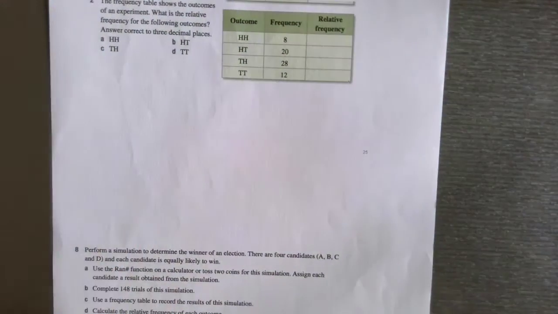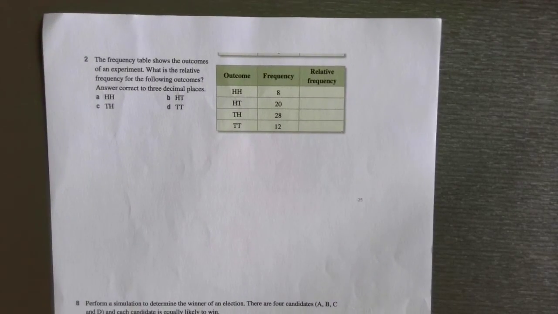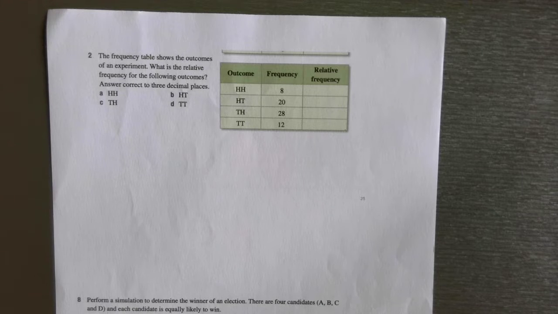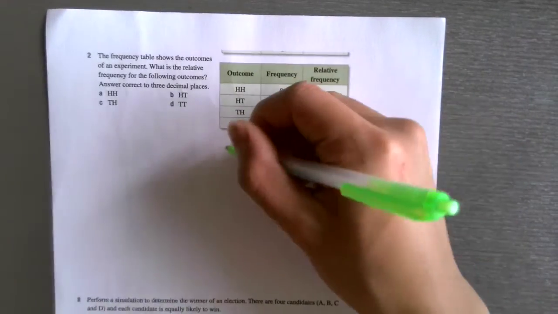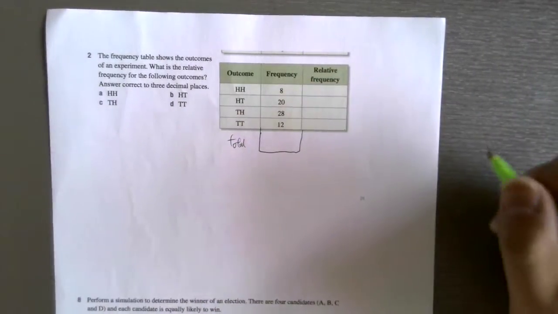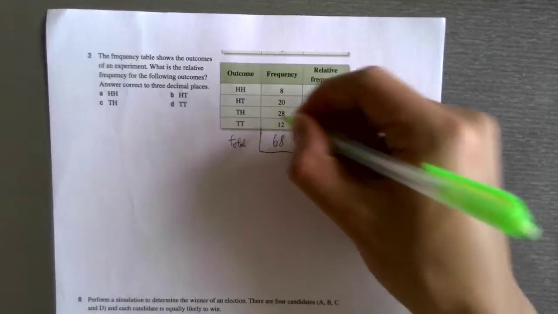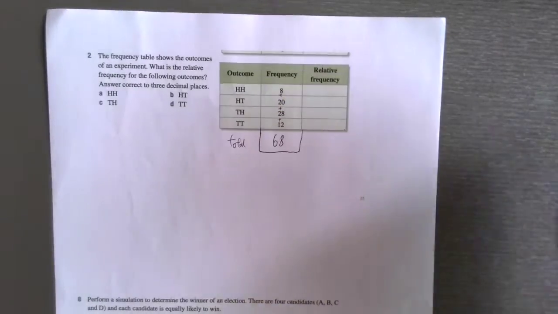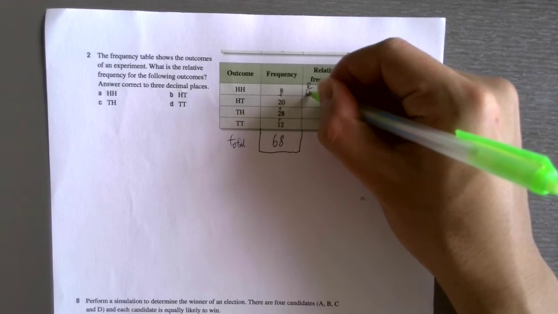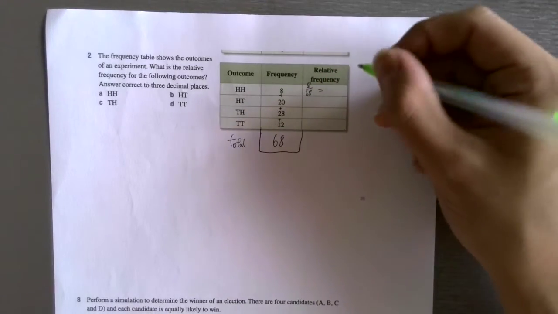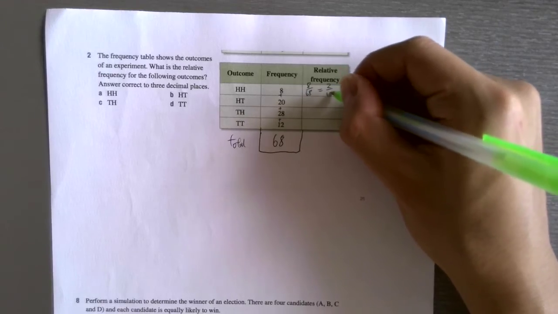Now the next thing we're going to work on is another frequency table. This question talks about a frequency table showing the outcomes of an experiment. So how can we work out the relative frequencies? Like we remember last time, we're missing a really important number, and that's the total, by adding all our frequencies together. And then what we can do is just do 8 over 86. That simplifies into 2 on 17.